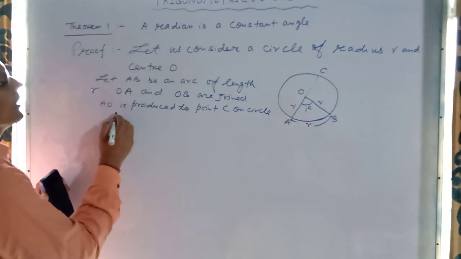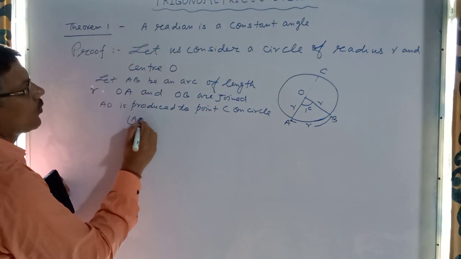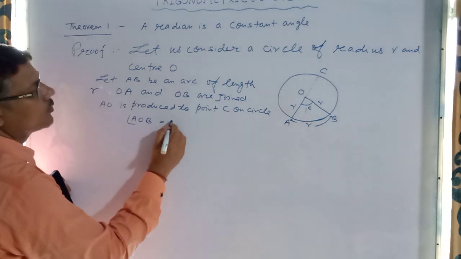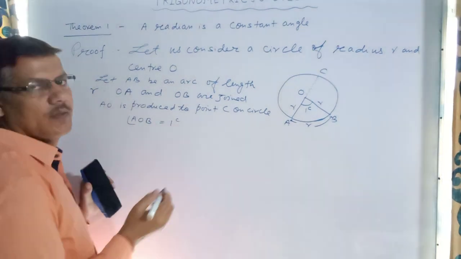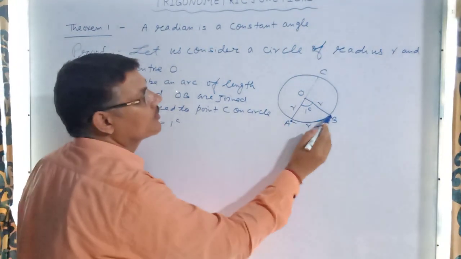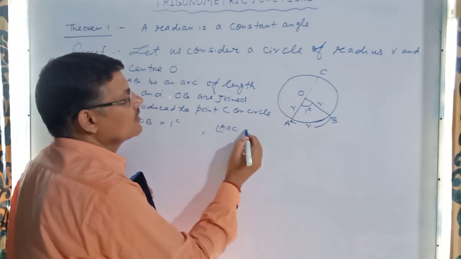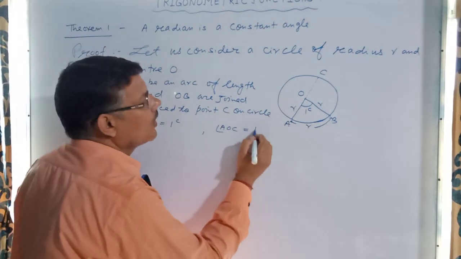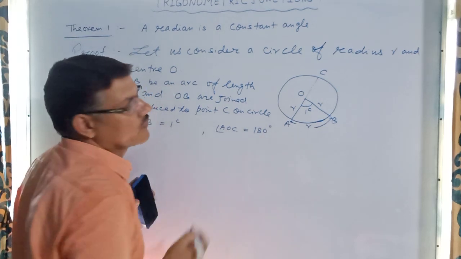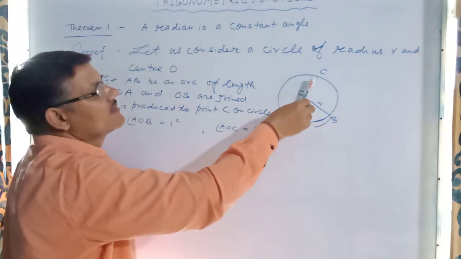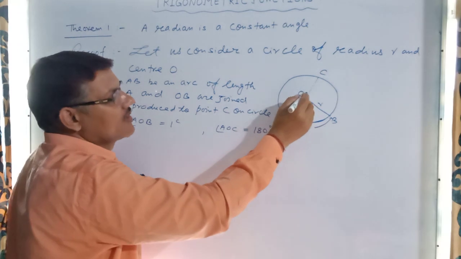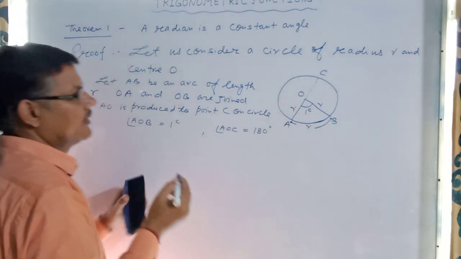Then we get angle AOB equal to 1 radian, since the length of arc AB is equal to r, and angle AOC is equal to what? 180 degree. Since AC is a diameter, it becomes a straight angle. So that's why it is 180 degree.